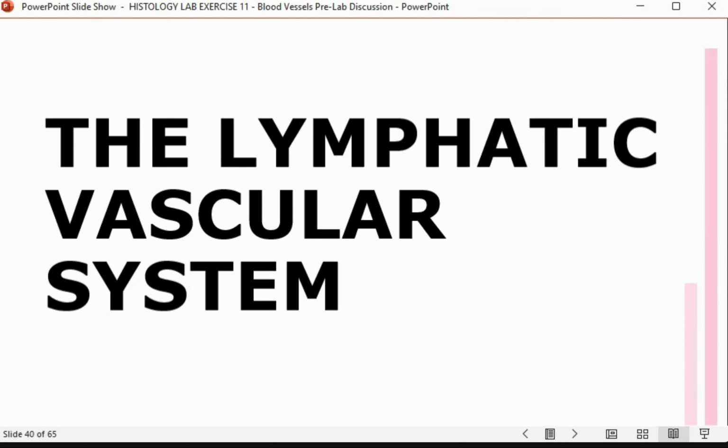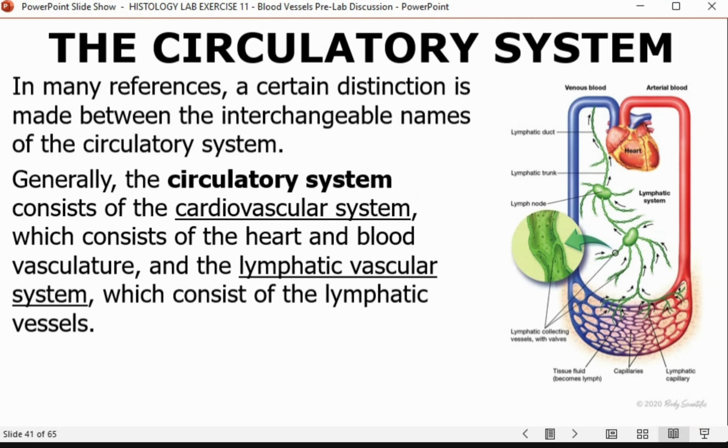Now, we proceed to your lymphatic vascular system, your lymph. This will be discussed further in the lecture, but I will already start on this, just so you would know.